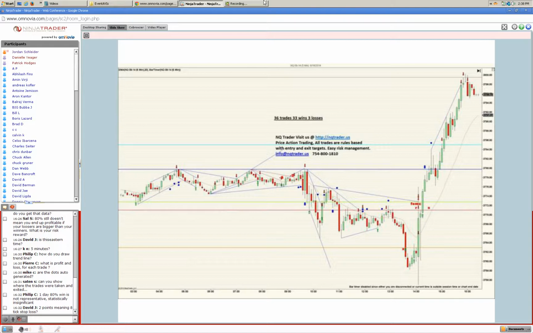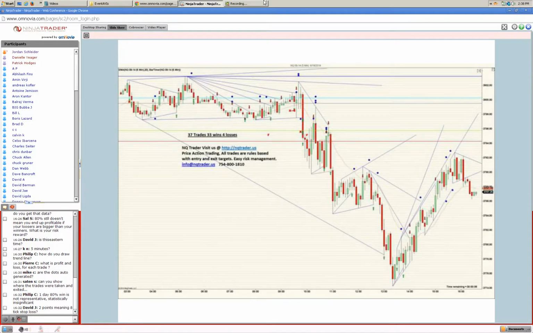Okay, I'm going to move right on to Thursday. Not much difference on Thursday. It was another very good day, only 4 losers. 37 trades, 33 winners, and 4 losers over the course of the day. Something you can see right here, here's a trend line that we drew somewhere around 3 to 4 o'clock in the morning. It just extended out here, and eventually it got hit, and the price reverses right off the trend line, and it goes to target.